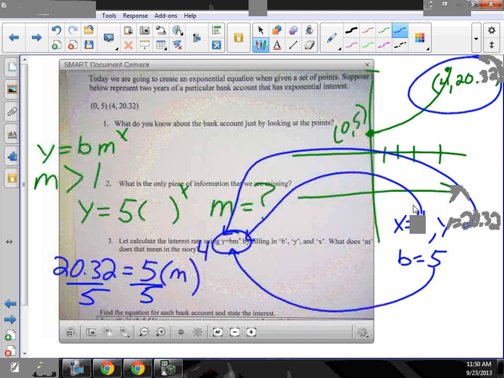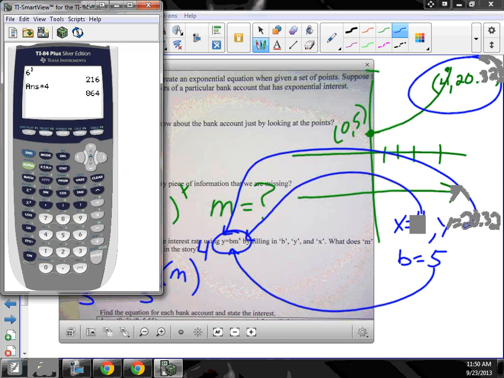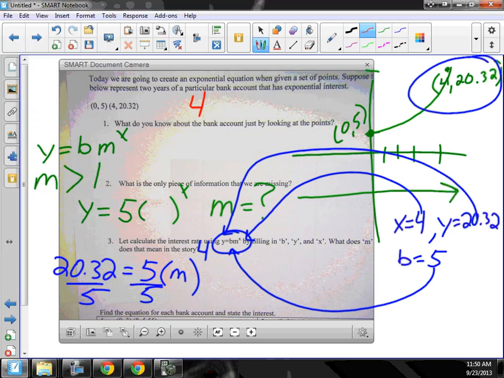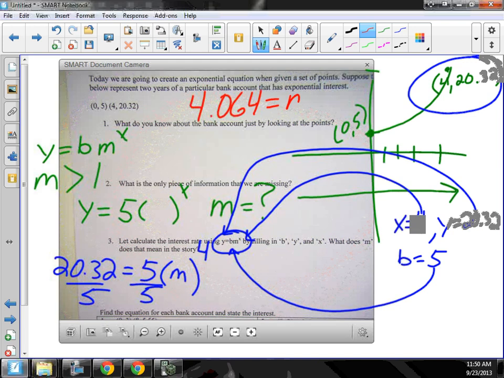Let me turn my calculator on. So 20.32 divided by 5, and I get 4.064. So 4.064 equals m to the 4th. Now I just need to take the 4th root.